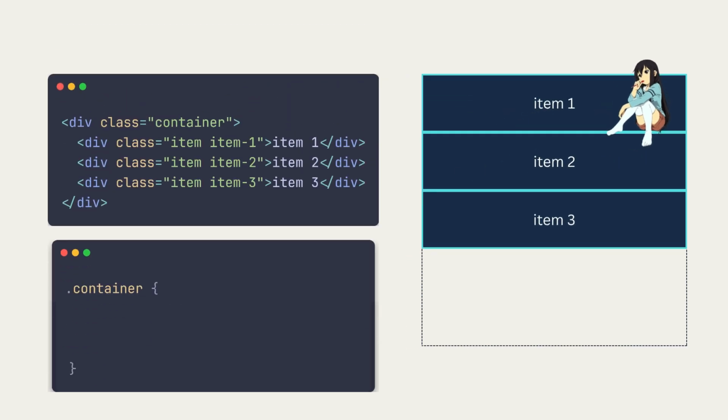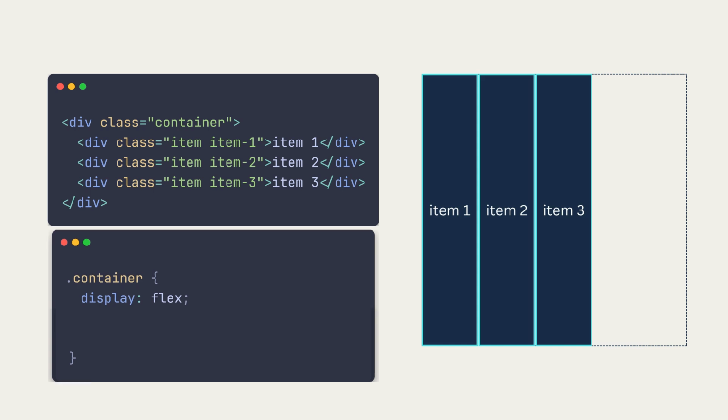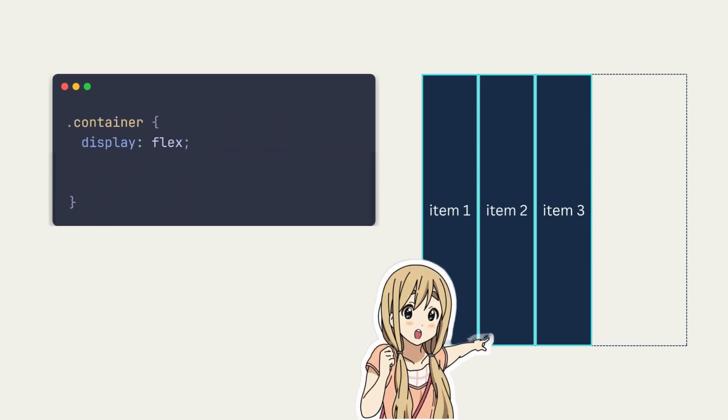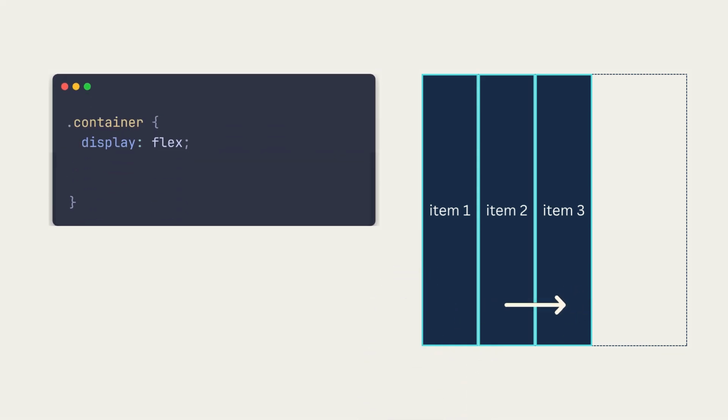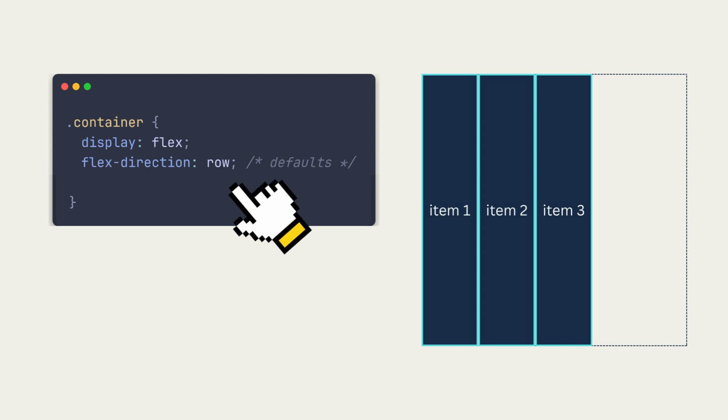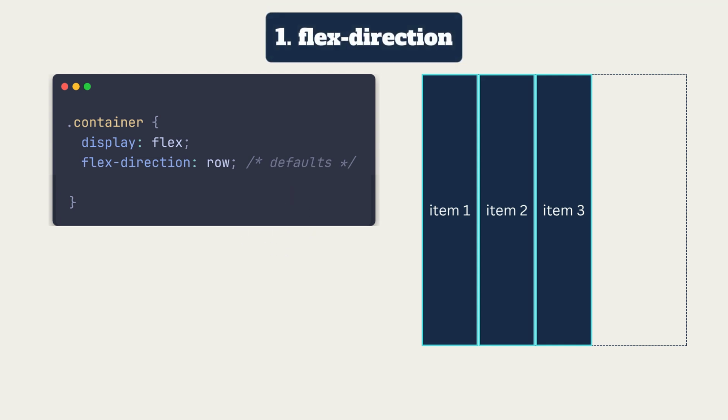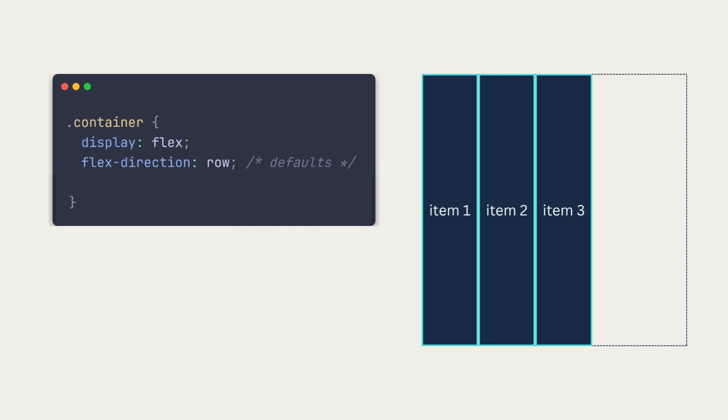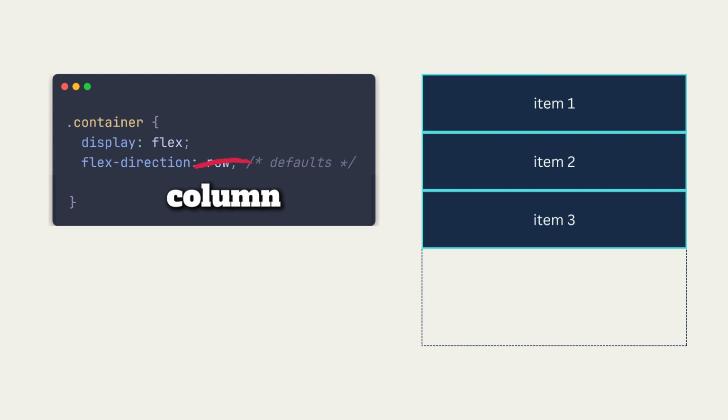When we set the container to display Flex, 2 things immediately change. 1. The items are stacked horizontally instead of vertically. This happens because by default, the flex direction is set to row. Flex direction controls the direction in which the items are placed. Setting it to column will make it look exactly like before.